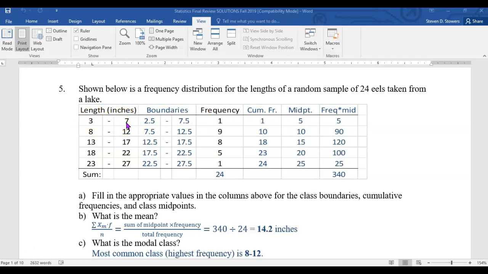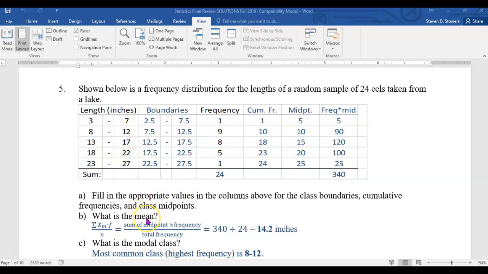3 plus 7 is 10, divided by 2 is 5. 8 plus 12 is 20, divided by 2 is 10. So the midpoint of the second class is 10, and so on.